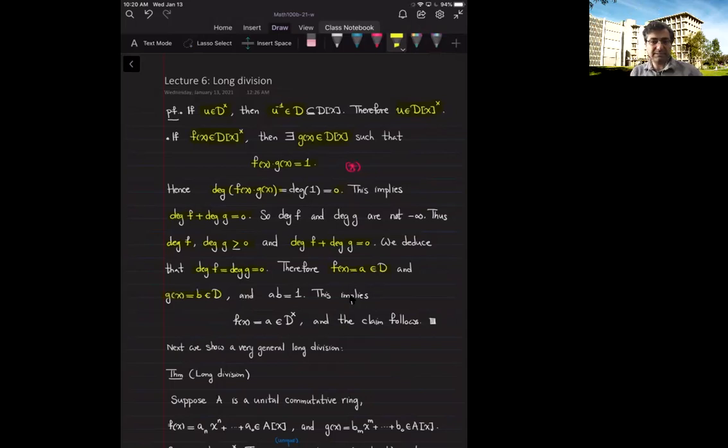So f is some constant a and g is a constant b. And fg was 1. This means ab is 1. In particular, that implies that a is a unit inside the ring D. But a was precisely the polynomial f. So altogether, we deduced that every unit of the ring of polynomials with coefficients inside an integral domain is a unit in the integral domain. So altogether, we deduce the result.